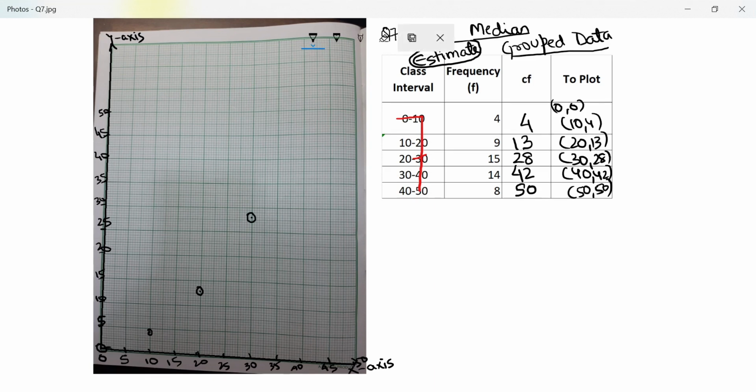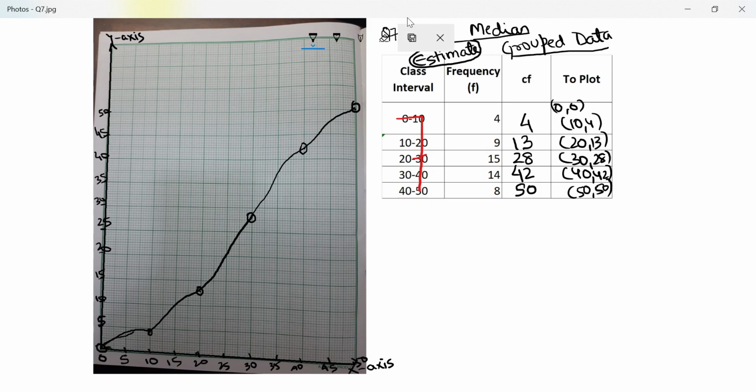Done. 40 with 42, so that's 40 here, and 42 would mean 4 lines after 40. And then the last one is 50, 50. So this is my 50 and 50. Next, like we said, it's an ogive, so I will join this using a freehand. Perfect. So I've joined this using a freehand.